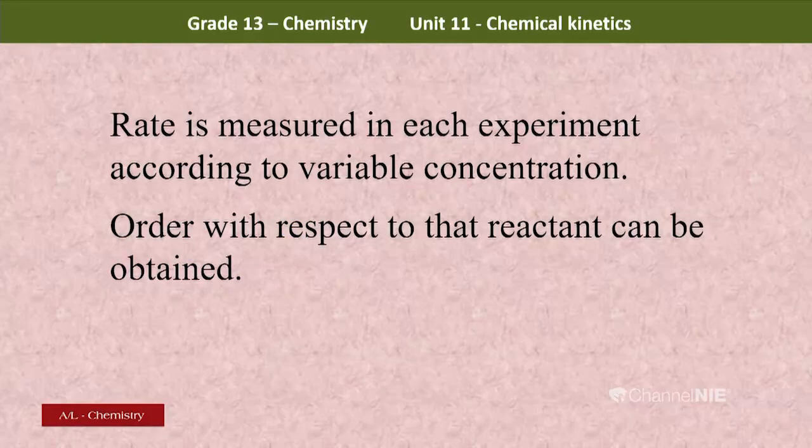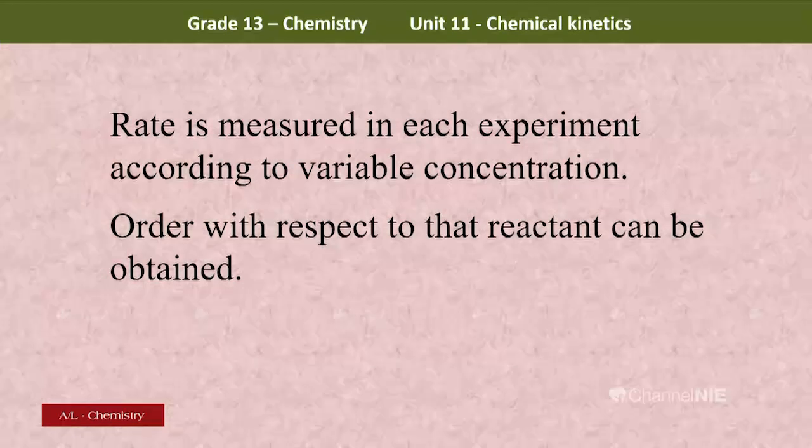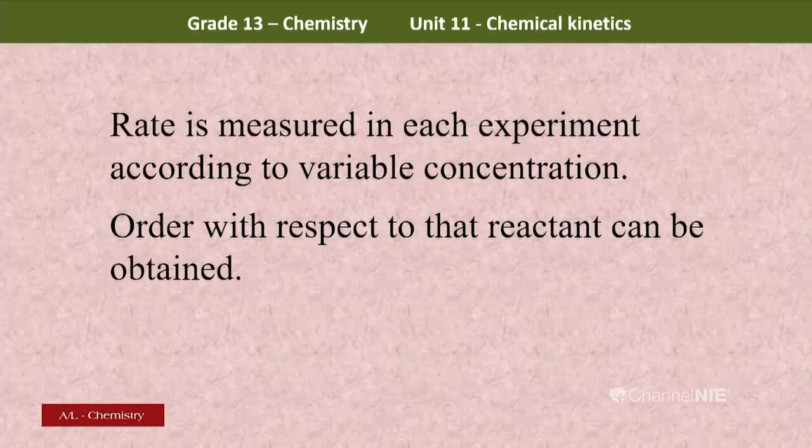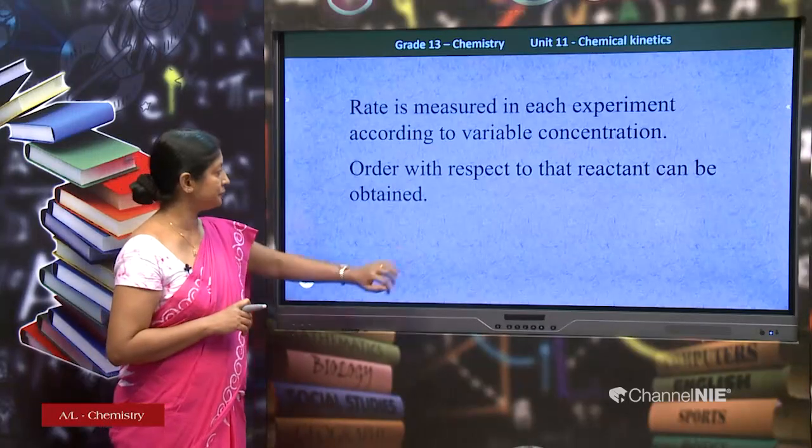The rate of the reaction can be measured with respect to the one which has the variable reactant concentration. So, those two data can be substituted to find out the order with respect to that particular reactant.